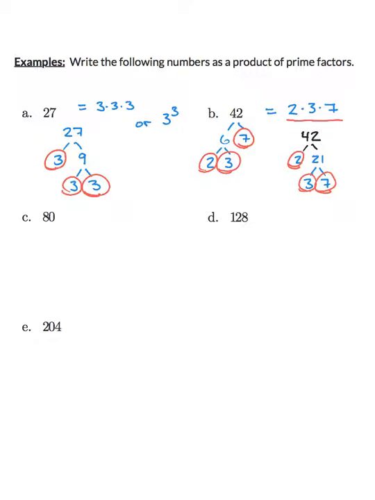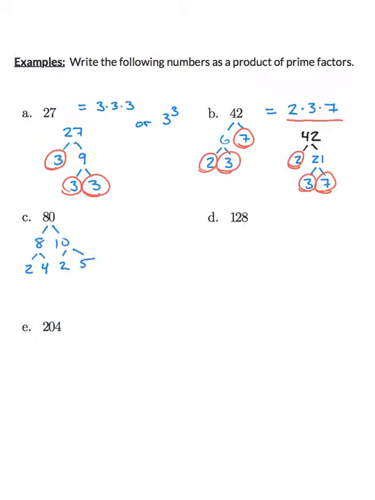So, let's look at some other examples now. Let's look at 80. For 80, I want to pick two numbers that multiply to 80. From off the top of my head, I come up with 8 and 10. 8 is not prime, it is equal to 2 times 4. 10 is not prime, it is equal to 2 times 5.